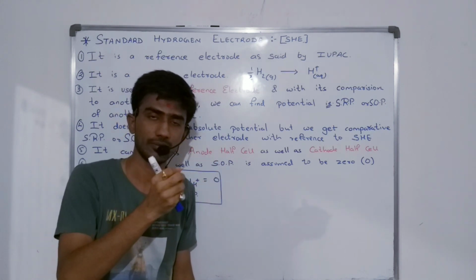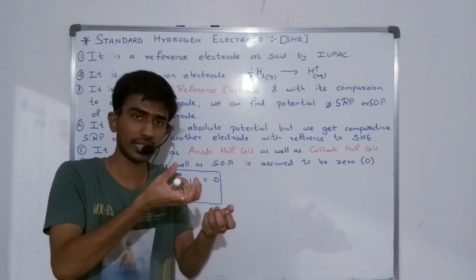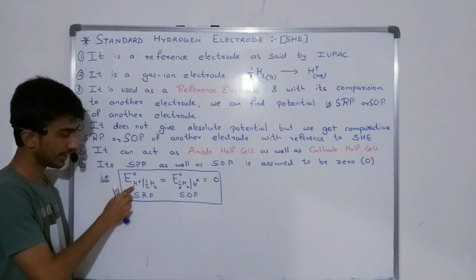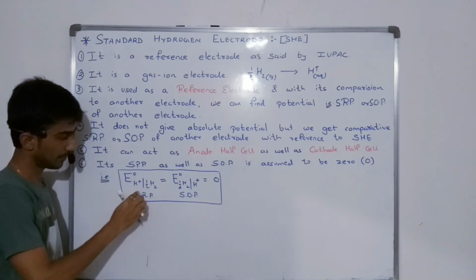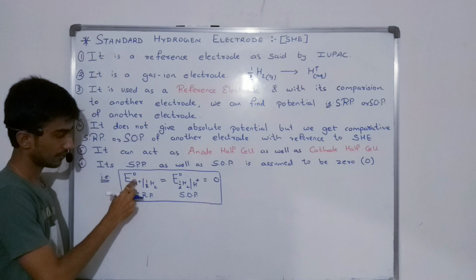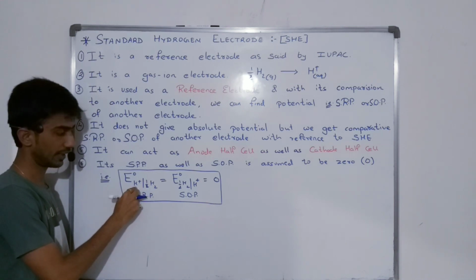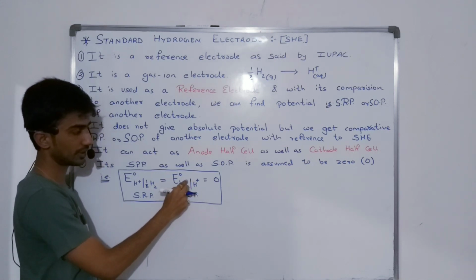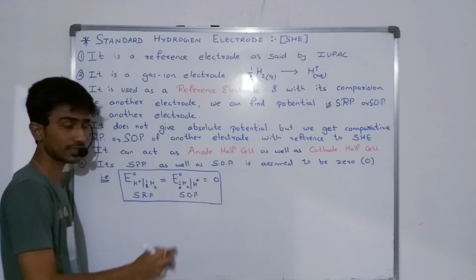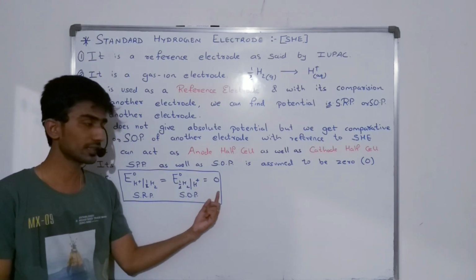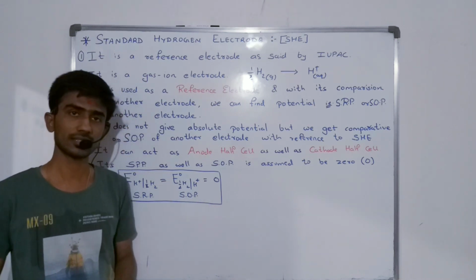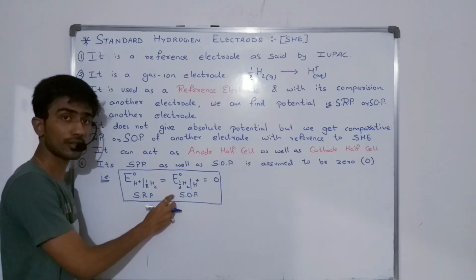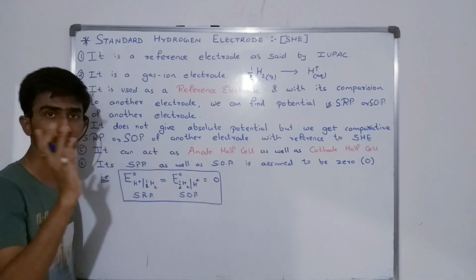Because we are comparing it, on the basis of this comparison we are getting the values of another electrode potential. That's why E naught of H plus by 1/2 H2, that is the standard reduction potential of hydrogen, equals the standard oxidation potential, from 0 to +1. That means oxidation is happening. The standard oxidation potential is 0. Both the standard reduction potential as well as the standard oxidation potential of hydrogen are assumed to be 0.